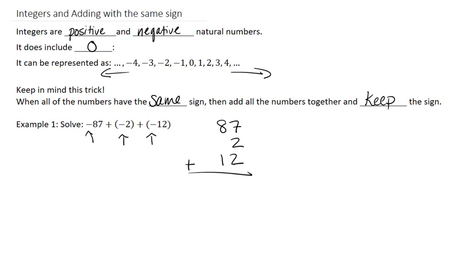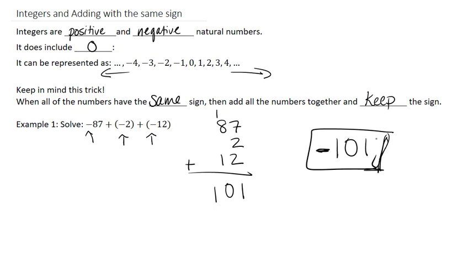7 plus 2 is 11, carry the 1. 1 plus 8 is 9, plus 1 is 10. So this is 101. So when we write 101, we're going to keep that negative sign. So we just included it. Essentially all we're saying is that we're becoming more negative as we go from -87 plus adding 2 more negatives plus -12. So let's look at another example.